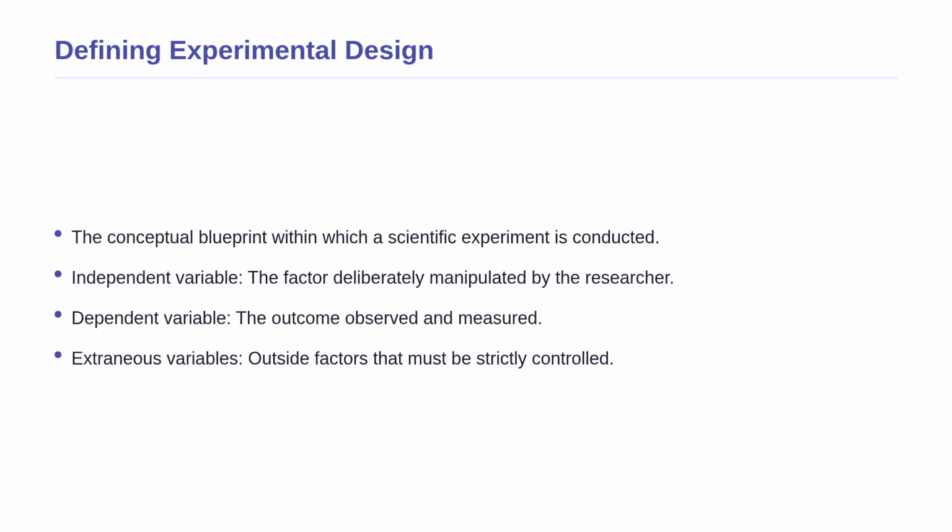Building on that fertilizer analogy, experimental design is the conceptual blueprint within which a scientific experiment is conducted. It involves the deliberate manipulation of one variable, known as the independent variable, to observe and measure its direct effect on another variable, known as the dependent variable. Crucially, a robust experimental design must control for extraneous variables. These are outside factors, like sunlight or soil quality, that could accidentally influence the outcome. By controlling these, we ensure any changes are strictly caused by our manipulation.